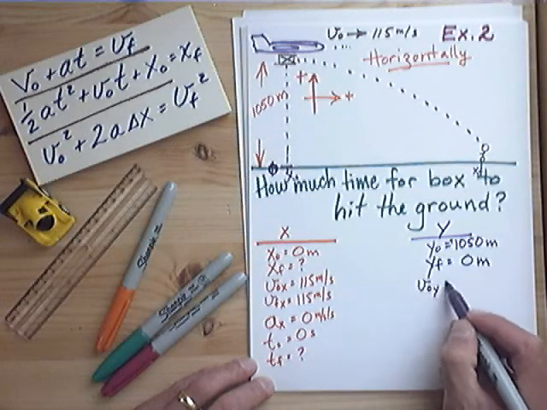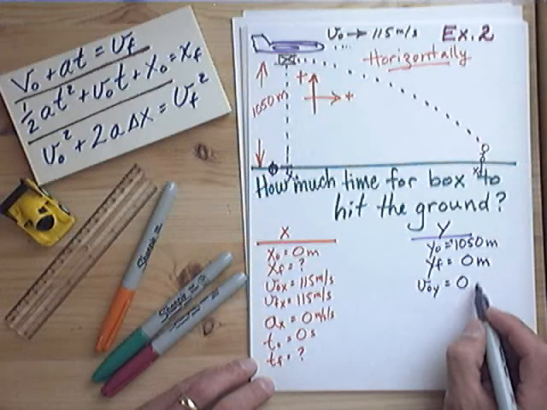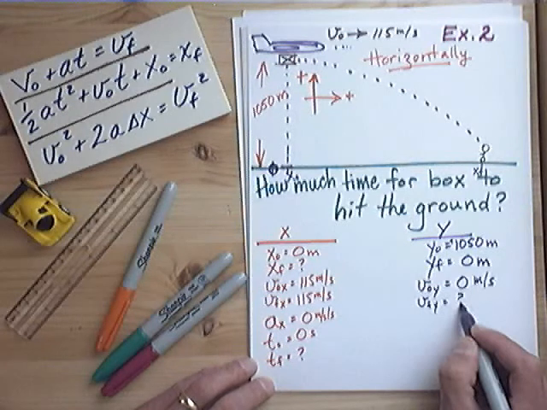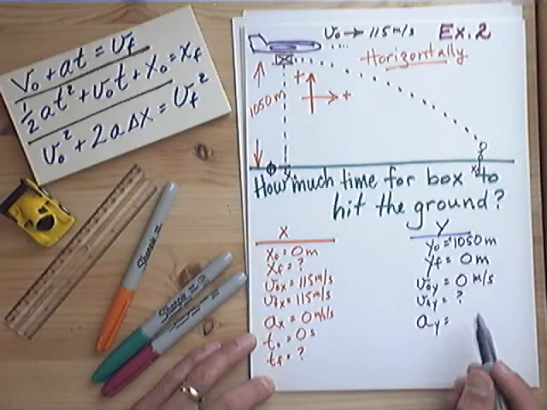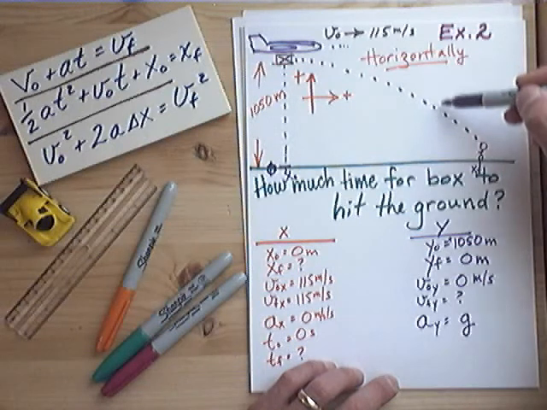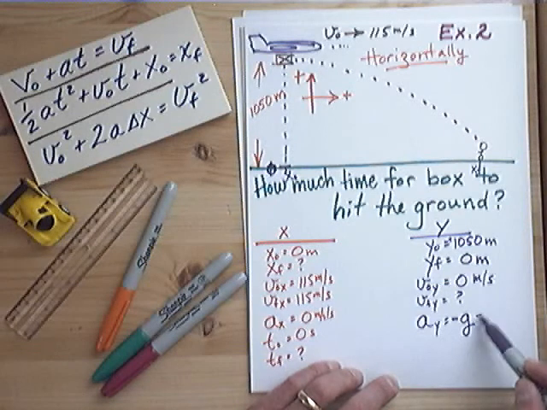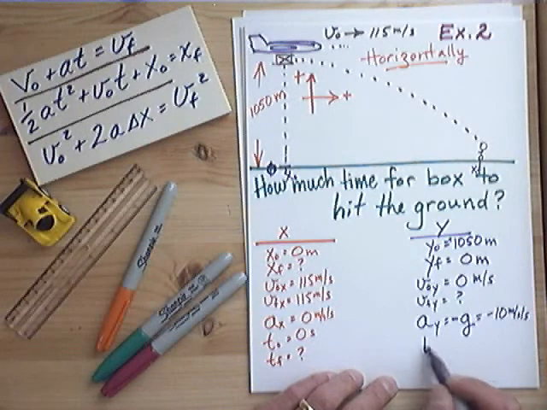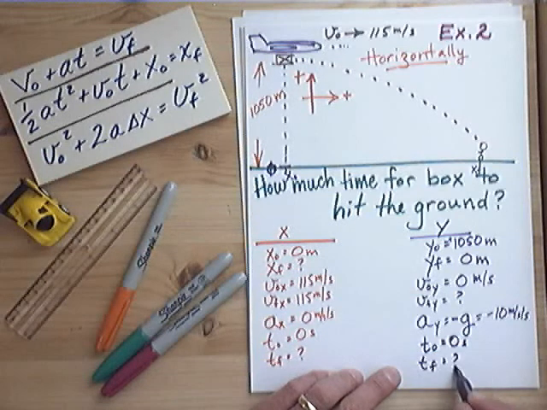My initial velocity in the y direction. Because I am moving horizontally, there is no initial velocity in the y direction. 0 meters per second. V final in the y direction, I don't know. My acceleration in the y direction. I am in free fall, so I'm accelerating at g. However, I'm accelerating downward, which is in the opposite direction of my positive, so it's in the negative direction. This is negative 10 meters per second squared. And again, I start at t equals 0, and t final is what I'm trying to find out.